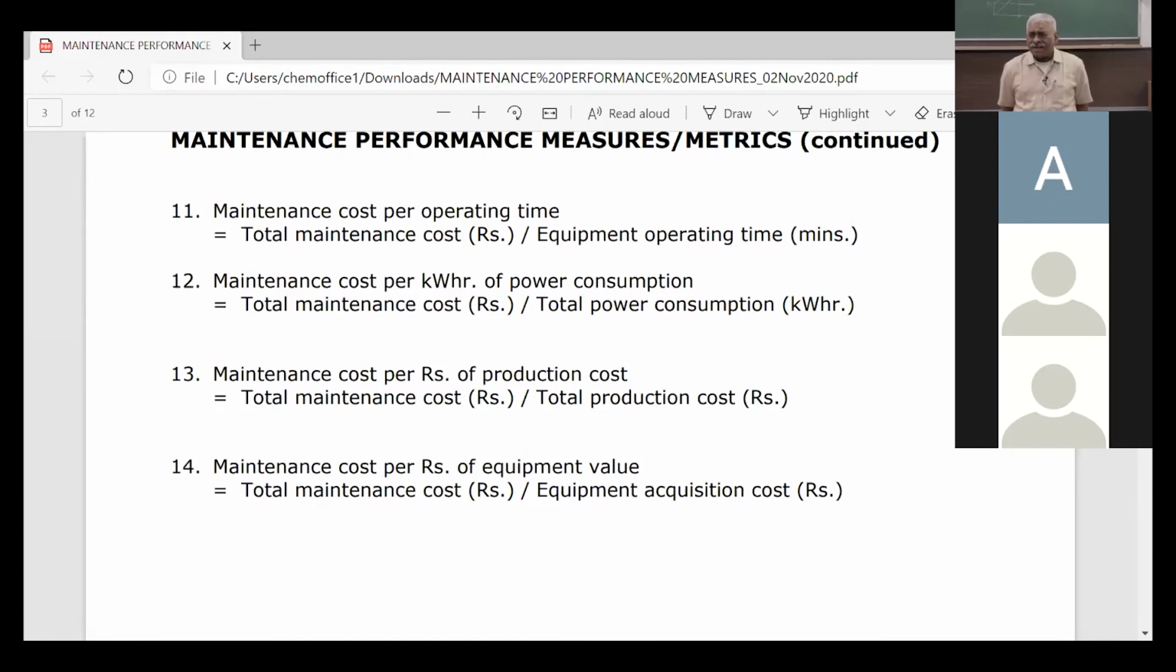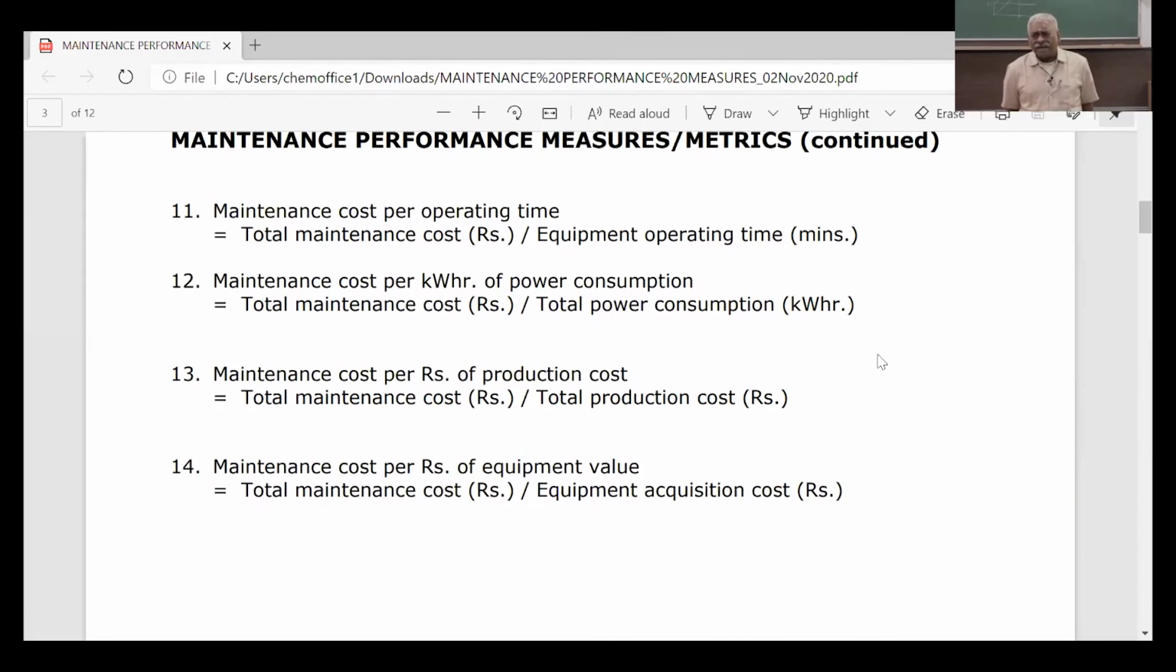Yes, fine. So we come to the 12th performance measure now. Maintenance cost per kilowatt hour of power consumption is something similar to the oil consumption. In the numerator now we have total maintenance cost for a period by the total power consumption in the plant. Now we use total power consumption because it is an indicator of maintenance even for things like lighting, etc.